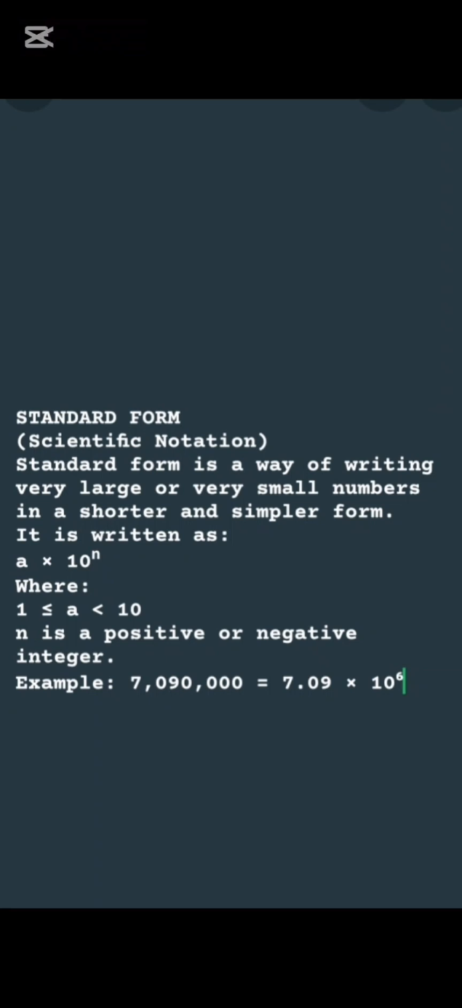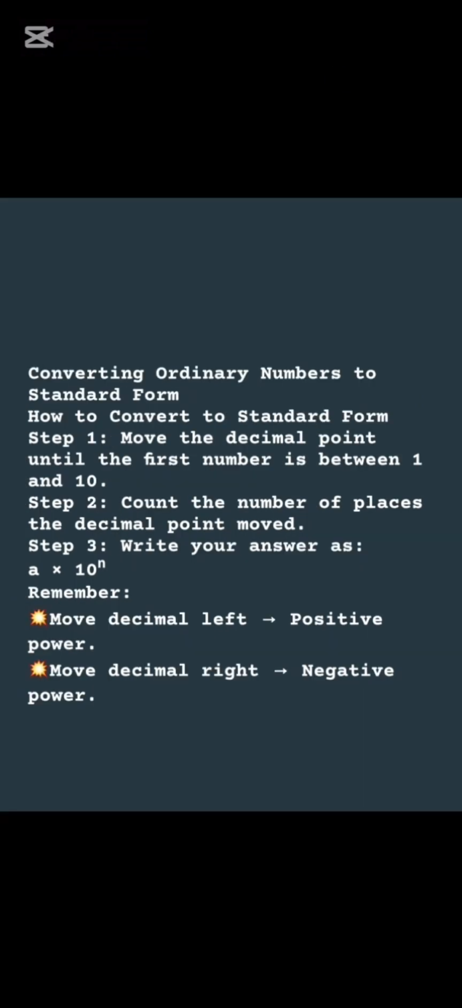An example of a standard form number is, let's say you are given a number 7,090,000. How can we write this in standard form? 7.09 times 10 raised to the power 6. That's how you write it in standard form. So now let's look at converting ordinary numbers to standard form.